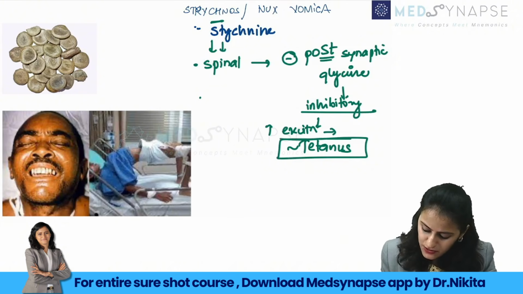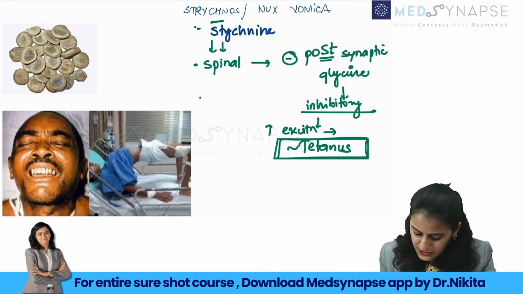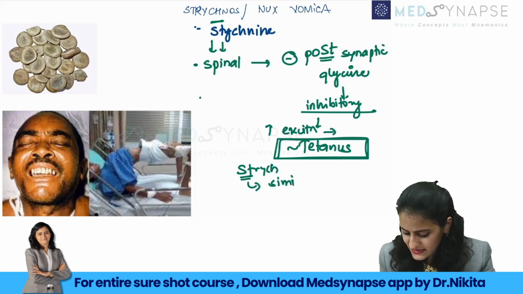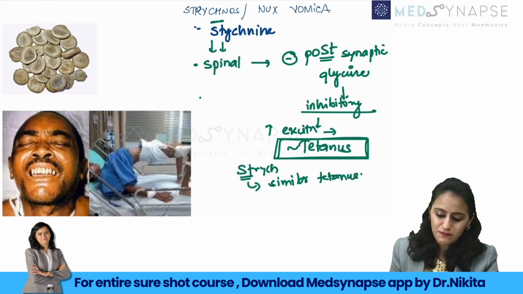Remember that the poisoning which resembles tetanus is strychnine. When I write the ST in strychnine, it helps me remember it is similar to tetanus. It is postsynaptic, it is spinal. So remember the S and the T there.